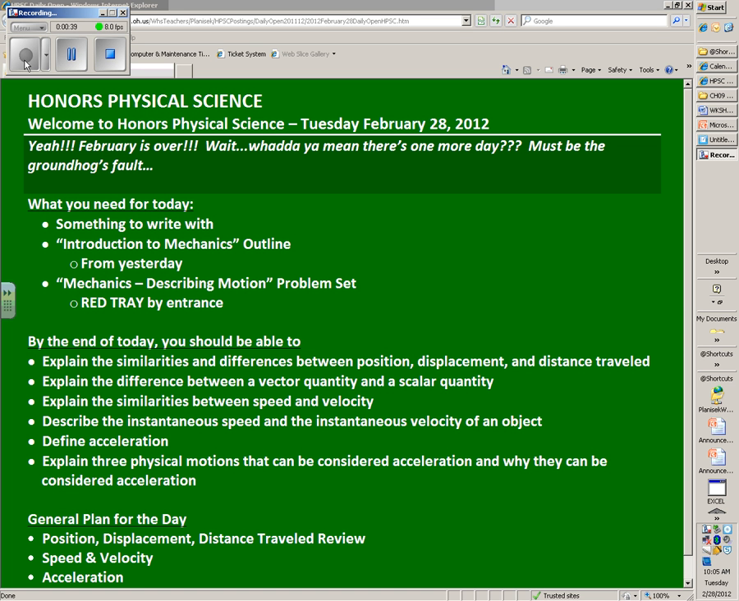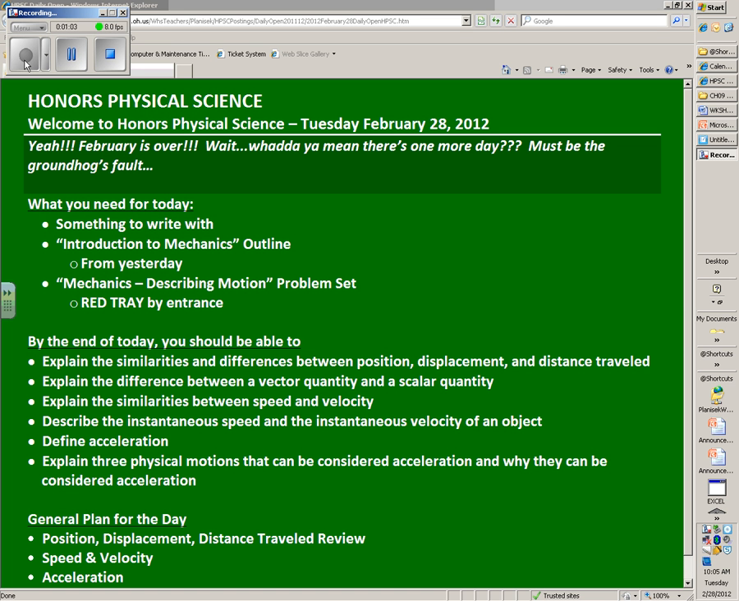Okay, so yesterday we started our discussion of mechanics. We talked about mechanics being the introduction to motion, or the study of motion. And we said that when we're studying mechanics, there are 4 things about that motion that we want to know. Yesterday, we talked about one of those things. That question that we were looking for is, where is the object?